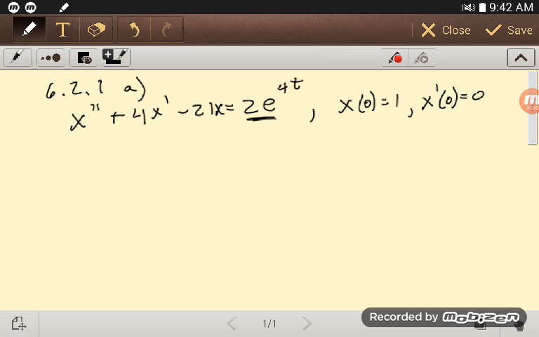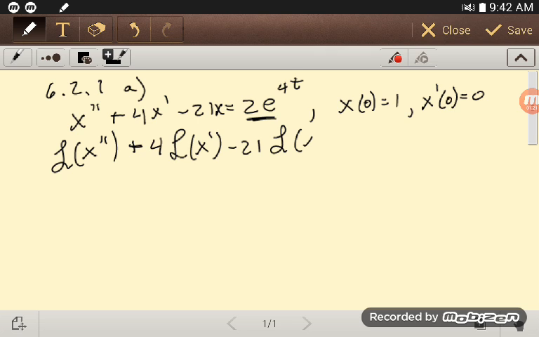So when I do that, I have the Laplace transform of x double prime. I'm going to use the linearity properties here. So 4 Laplace transform of x prime minus 21 times the Laplace transform of x. And that needs to equal 2 times the Laplace transform of e to the 4t.